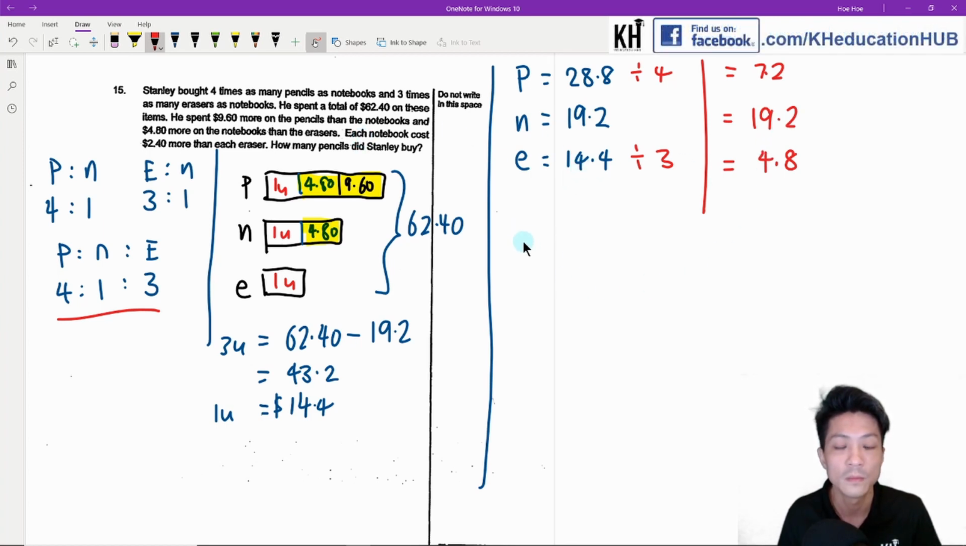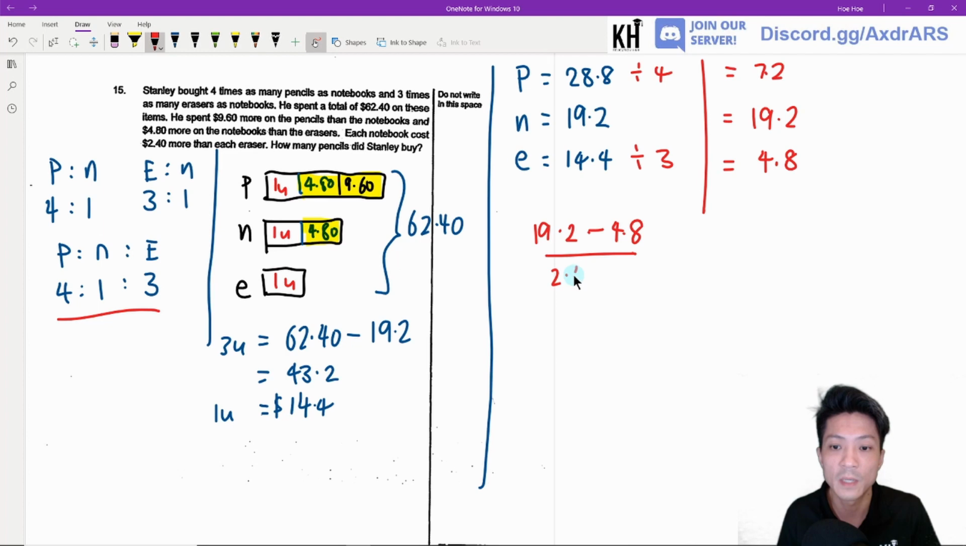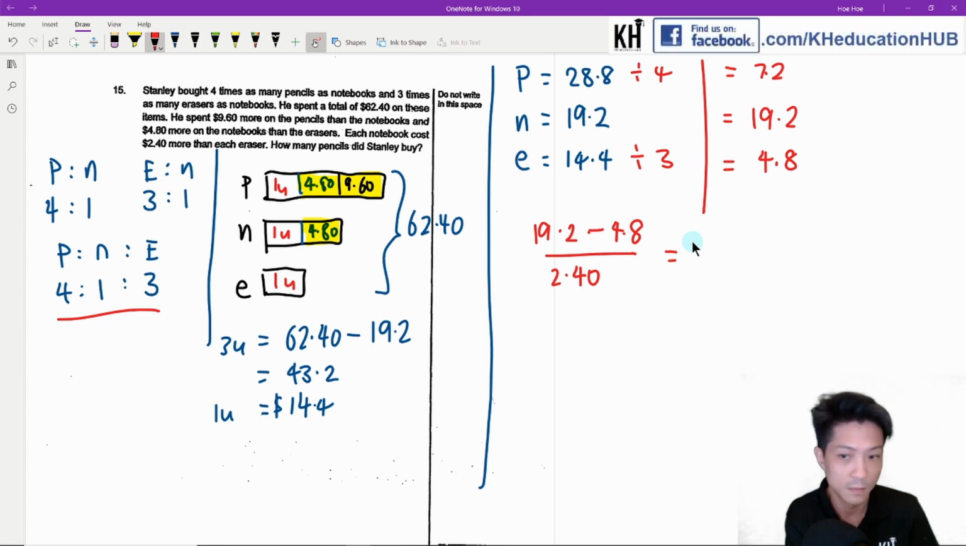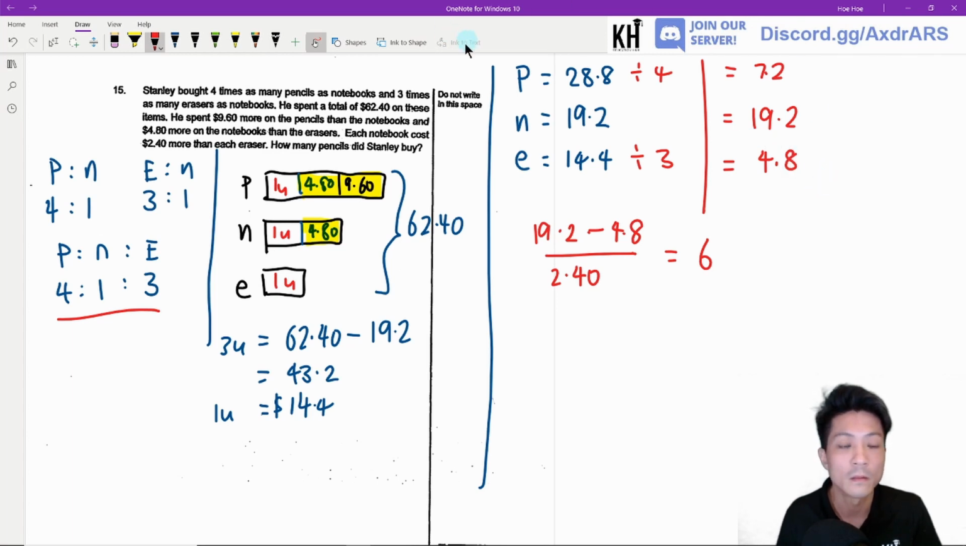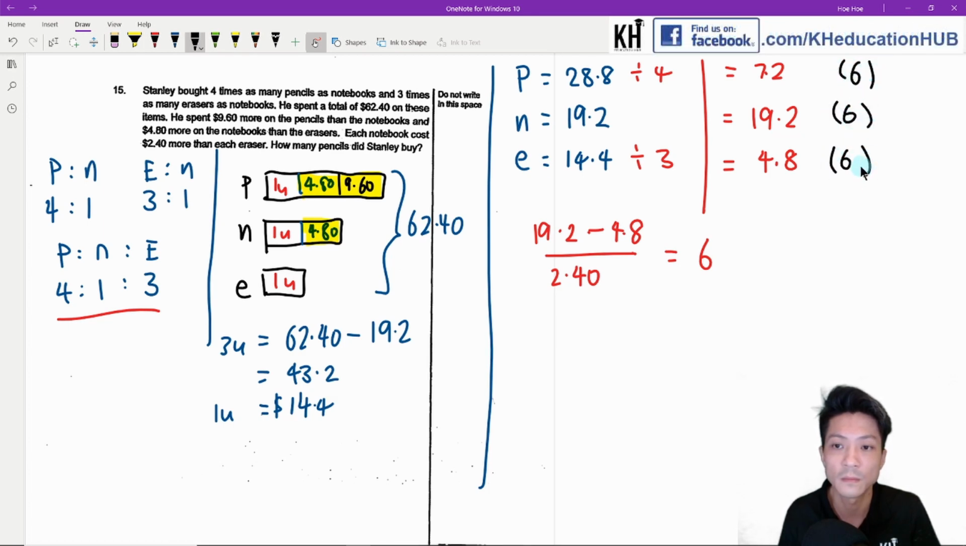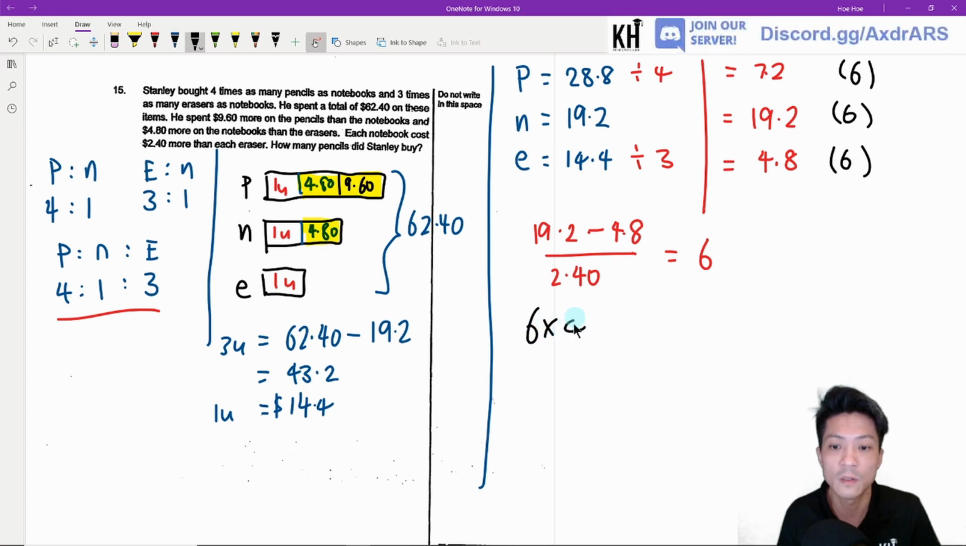So now if I were to use 19.2 minus 4.8 and I divide it by the $2.40, it's gonna give me a 6. Okay, which means that there are 6 items each over here. Okay, if I want to find how many pencils Stanley bought, I need to use 6 times 4 because at the beginning I divided by 4 to make them all the same. Okay, there are 24 pencils.